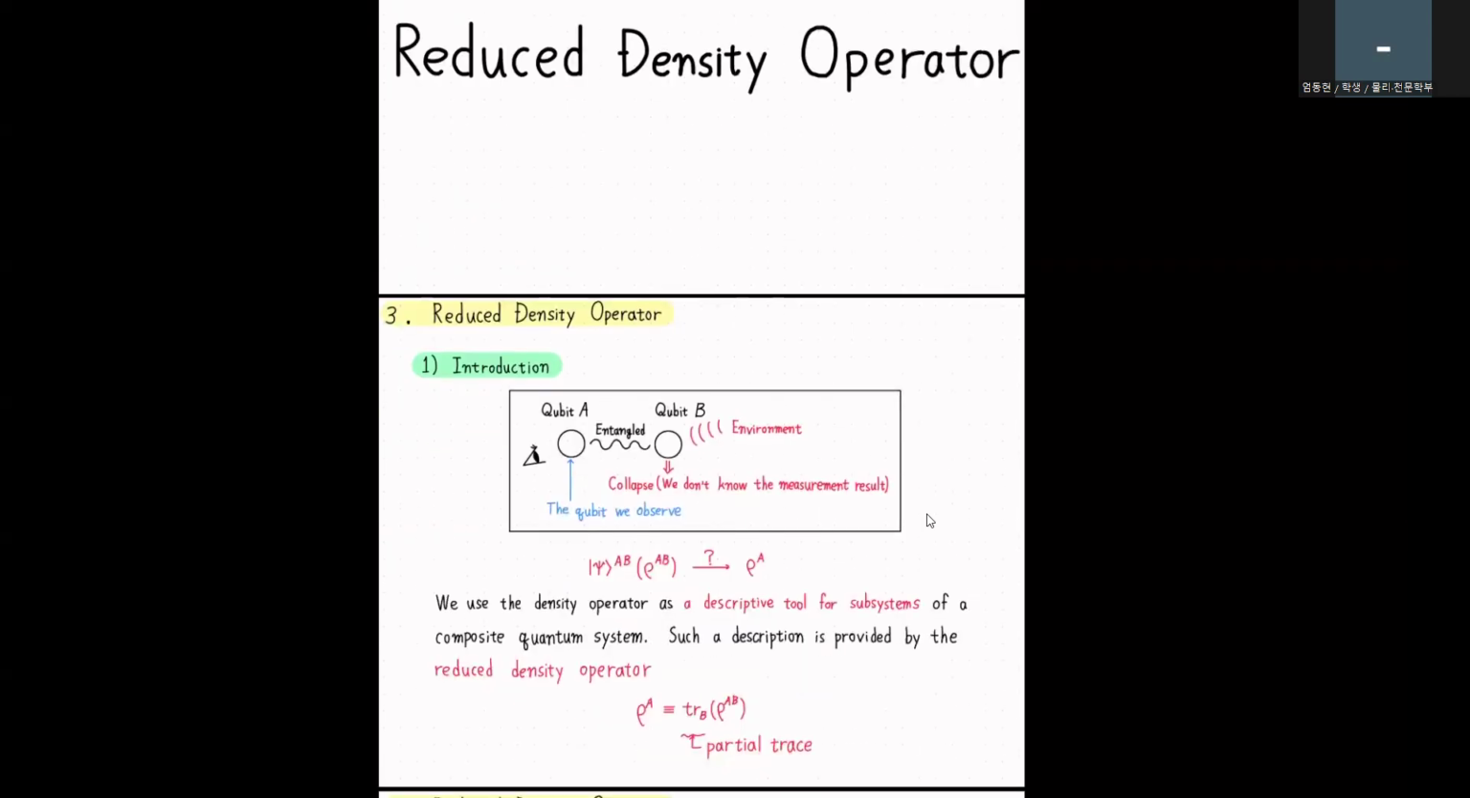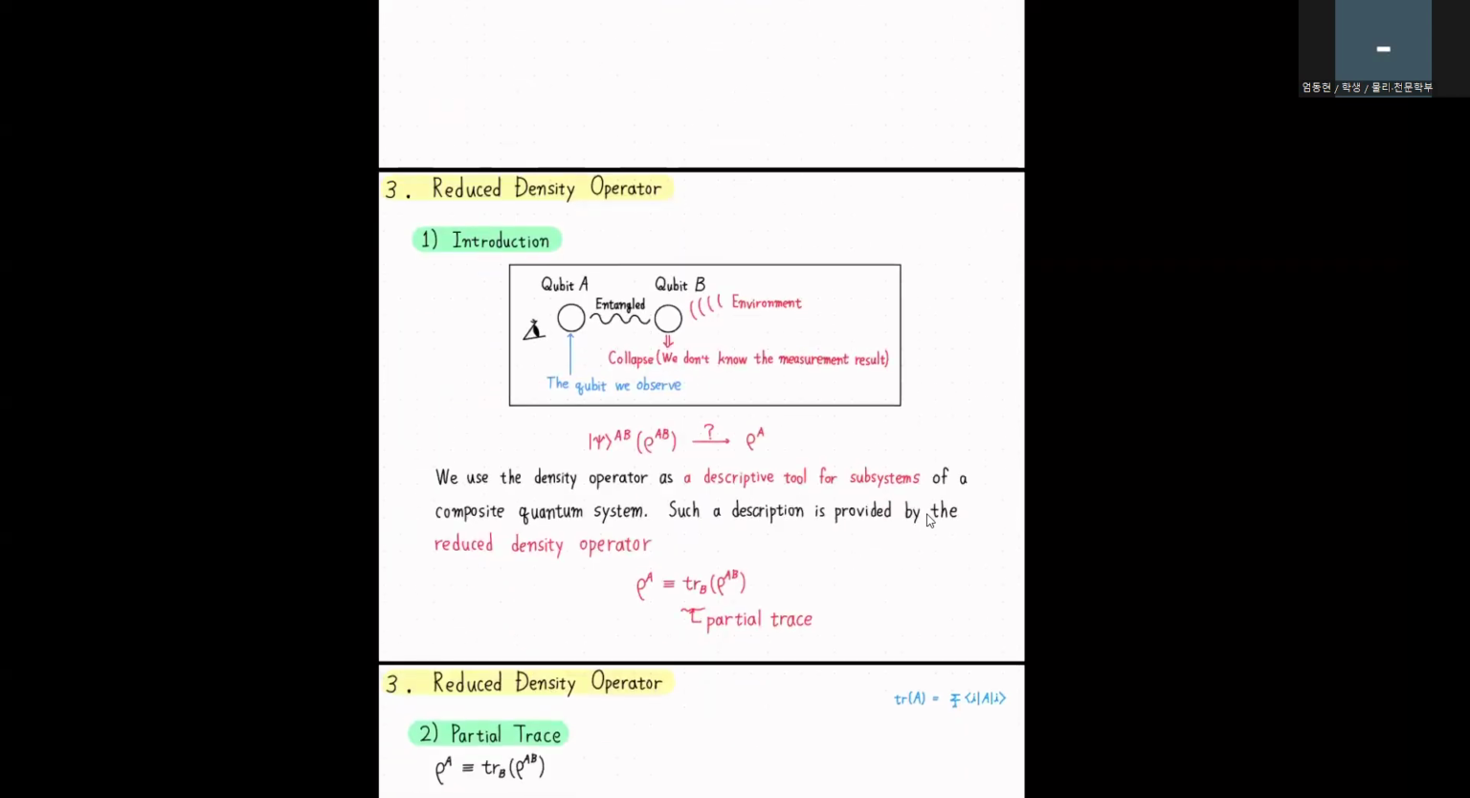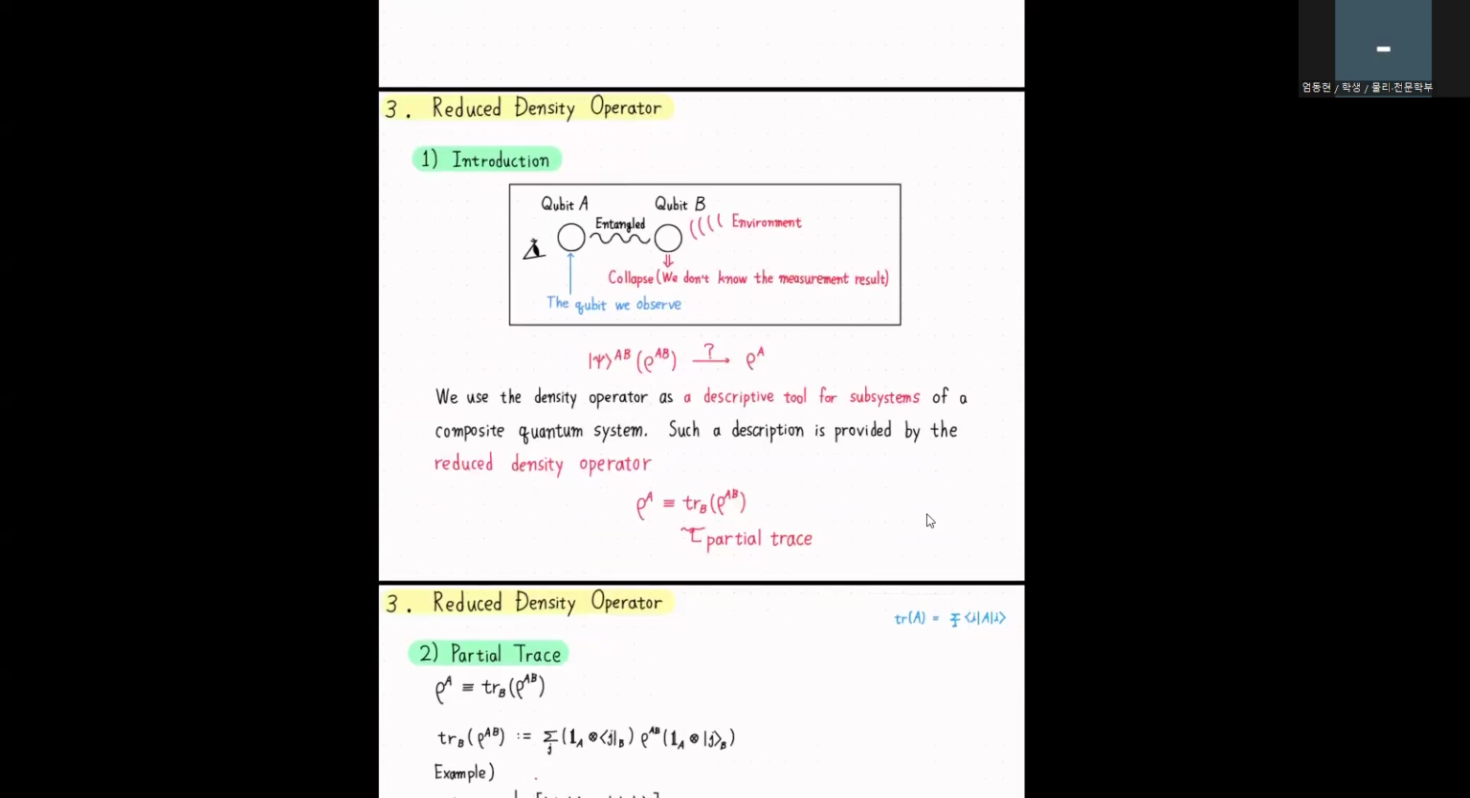So our final topic is going to be the reduced density operator. So we've dealt with density operators for a single qubit, but what about density operators that encompass two different systems that are coupled together, bipartite systems or tripartite systems? And how do we extract the density operator of one subsystem from the density operator of a total system?